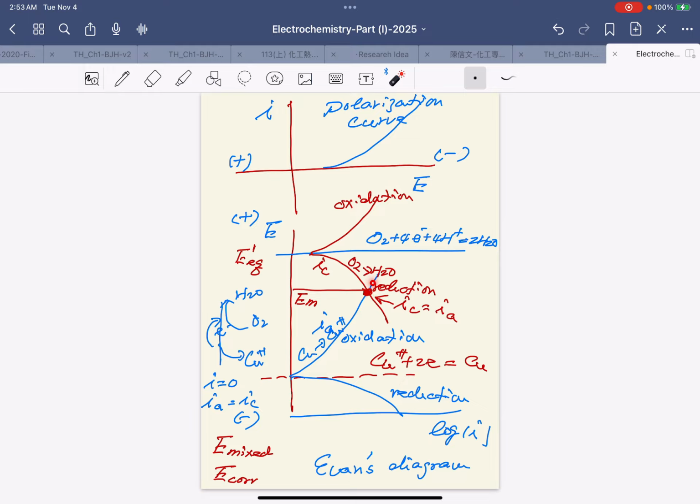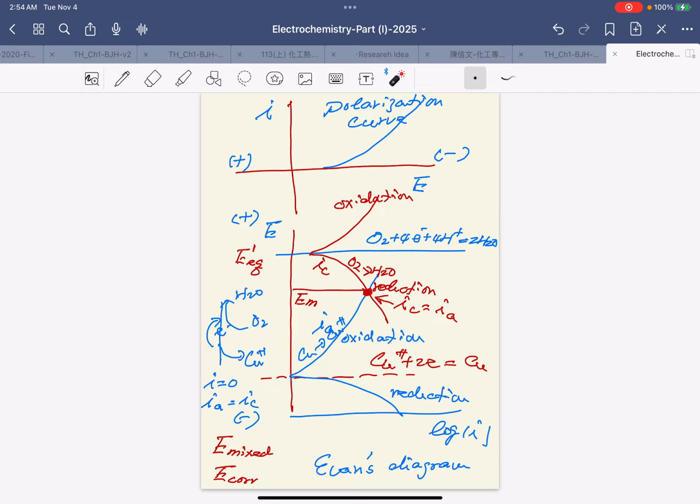Of course, I mentioned this kinetic parameter. It depends on the kinetics. Like if you change the oxygen concentration, this curve will change to here, right? So your E-mix will change. Or if you change the carbon side, you can also change the intercept. So that really depends on the kinetics of the system.